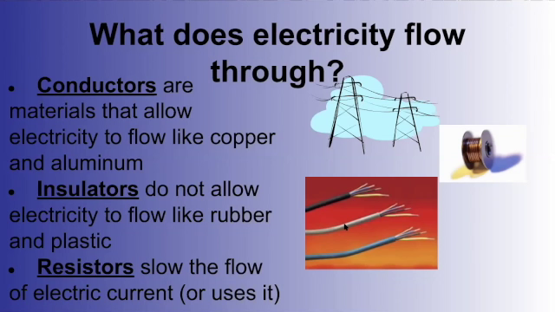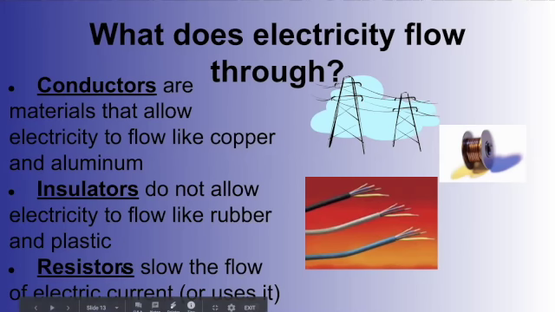Also, electricians, when they're doing their work on power lines, a lot of times they have rubber gloves or they'll have big rubber boots. And this is to protect themselves from the electricity because electricity does not easily pass through rubber. It is an insulator.